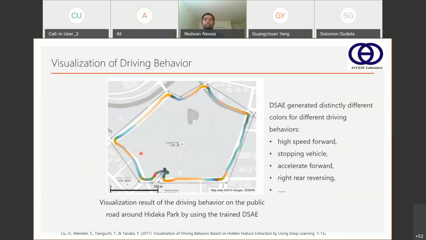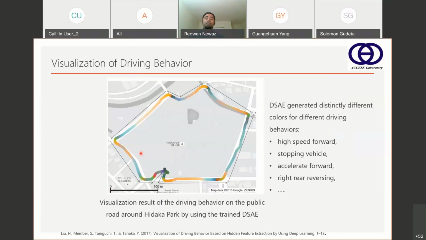In many cases, each dimension of time series data is not independent of each other in a statistical sense. For example, accelerator opening rate and longitudinal acceleration are mutually dependent. We can then hypothesize that only a small number of hidden features are essential for visualizing driving behavior from the high-dimensional multivariate driving behavior data.